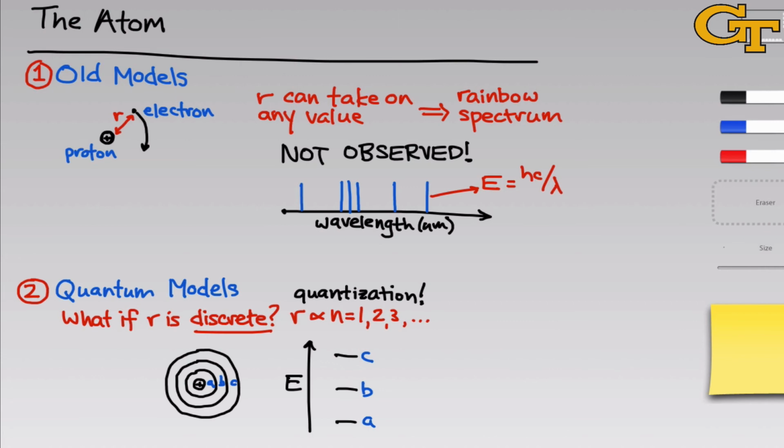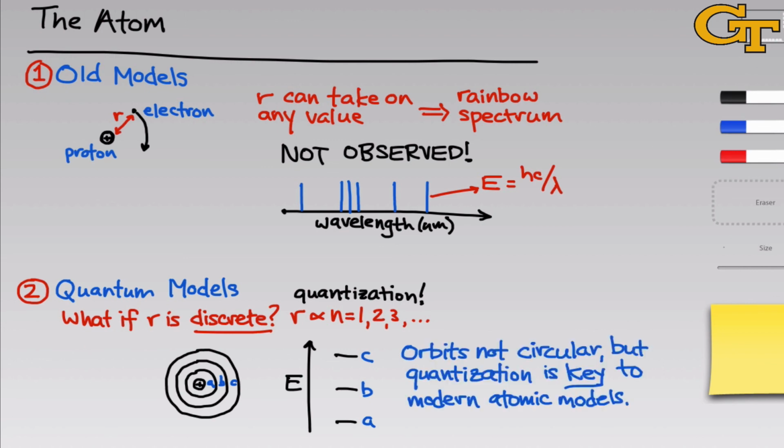A being the closest to the nucleus is the smallest, B is a little bit farther from the nucleus, and so it's a little higher in energy, and C is the highest in energy and the farthest from the nucleus. This idea that the position of the electron is in some way quantized was really the foundation of modern quantum mechanical models. And while it was shown later that the orbits are not circular, and this is still a simplification of reality, this idea of the quantization of energies within atoms is central.